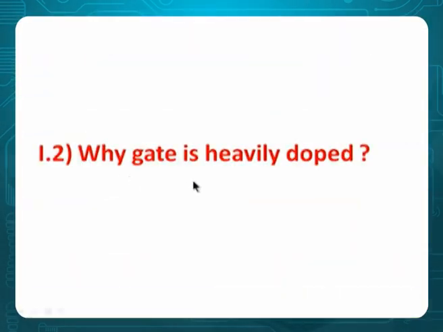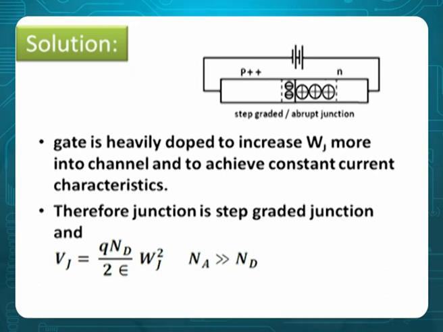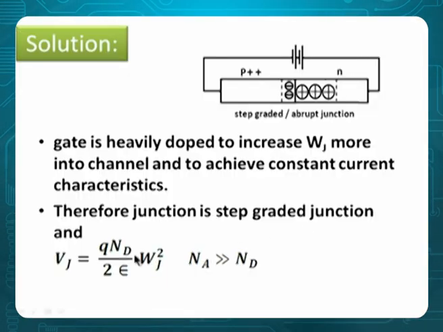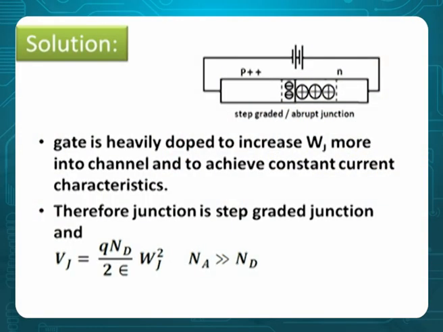Why is the gate heavily doped? Look here. If the gate is heavily doped, the purpose is to increase the junction width more into the channel, which is lightly doped, and thereby constant current characteristics is achieved. Therefore, the junction is a step graded junction, and you know for a step graded junction, Q and D by 2 epsilon W square. That's the meaning. That's the purpose why we have gone for increasing junction width.